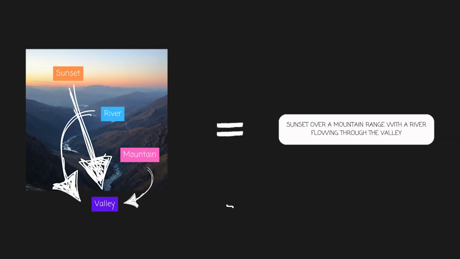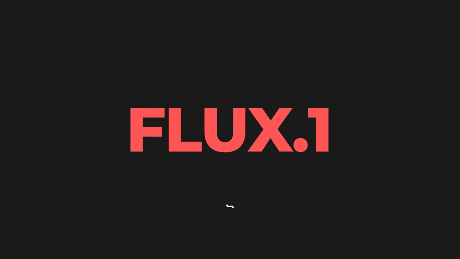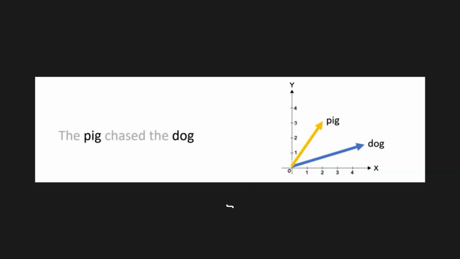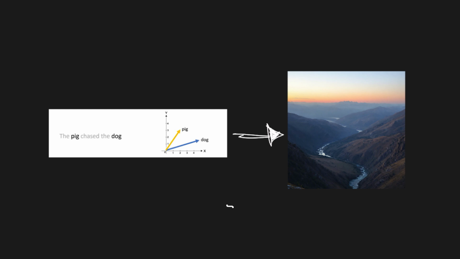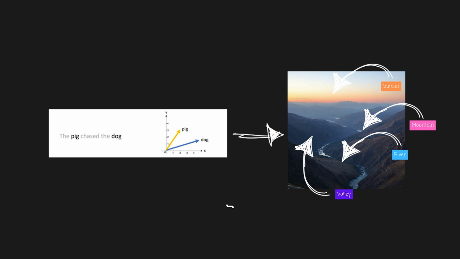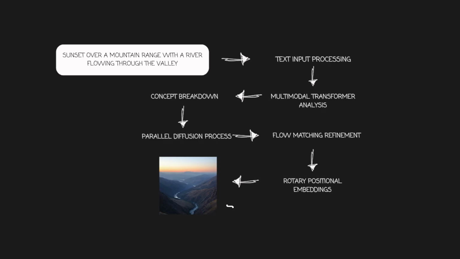Flux.1 further improves the image using a technique called flow matching. Flow matching guides the model to ensure that the image aligns perfectly with your input. To make sure everything in the image is placed correctly, Flux.1 uses rotary positional embeddings. These embeddings help the model understand where each element should be located in the image. So in our example, the sunset would be in the sky, the mountains would rise from the ground, and the river would wind through the valley, just as you imagined it. After these steps, Flux.1 delivers the final image.